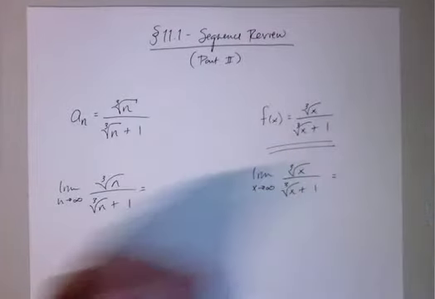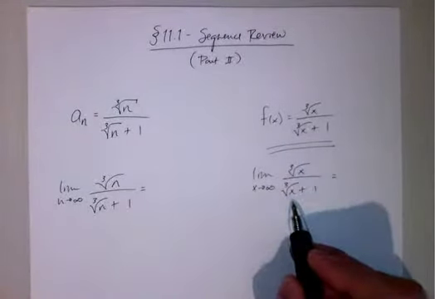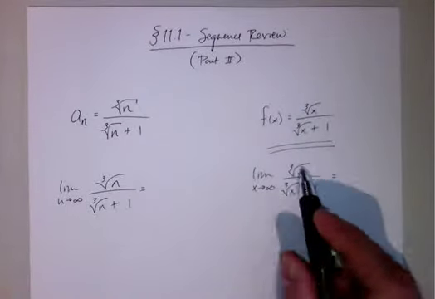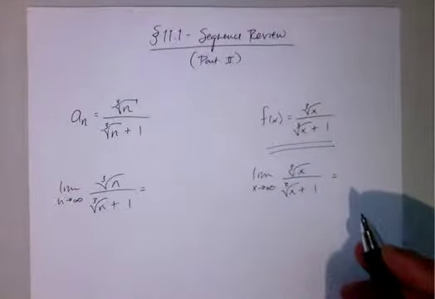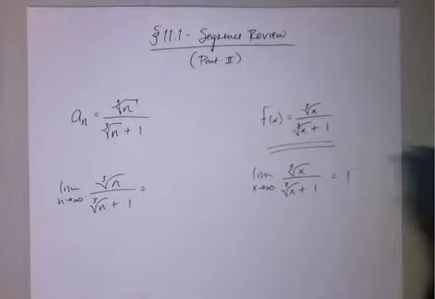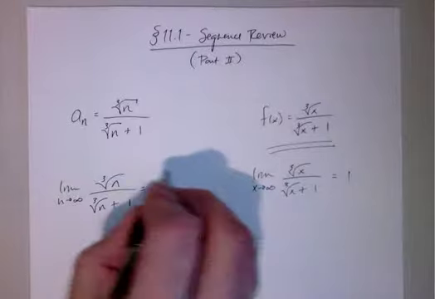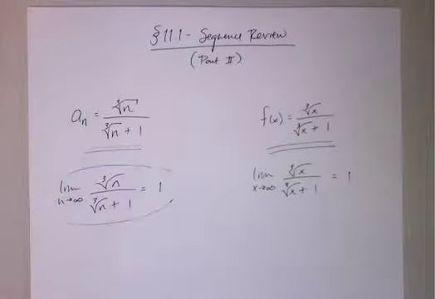Now, they're both going to infinity. Now remember the rules for end behavior asymptotes. If here we have the same degree in the numerator as the denominator, then the limit is simply the ratio of the leading coefficients. This should be 1. This should be 1 as well. This tells me that this sequence is convergent. It converges at a value of 1.